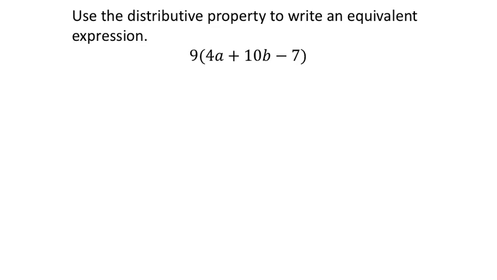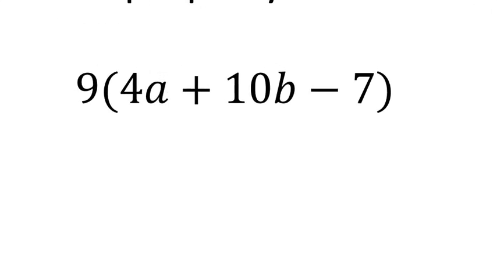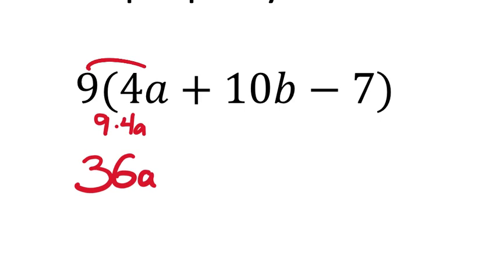All right, well, yeah, probably as expected, we want to distribute among three values, but again, it's no problem. I know I'm going to distribute 9 to the 4a, and distribution is multiplication. 9 times 4a's would give me 36a's.